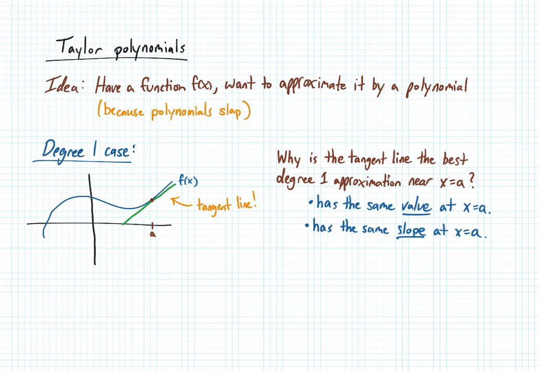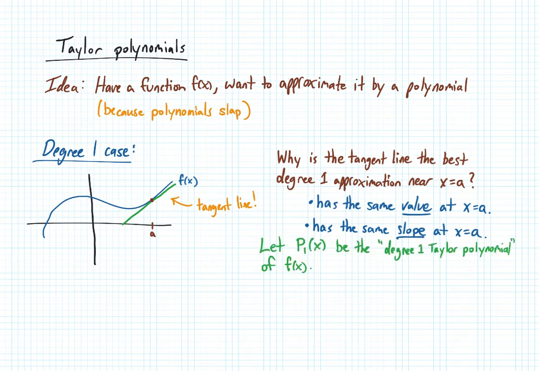And so the question that remains is, how do you find higher order Taylor polynomials? So let's start with this degree 1 case because it's familiar to you already, but we'll do it in a way that's probably a little bit different from how you're used to finding the tangent line. And the way we'll do it is that we'll take these two properties, that the tangent line has the same value at x equals a and the same slope at x equals a, and we'll turn those into equations.